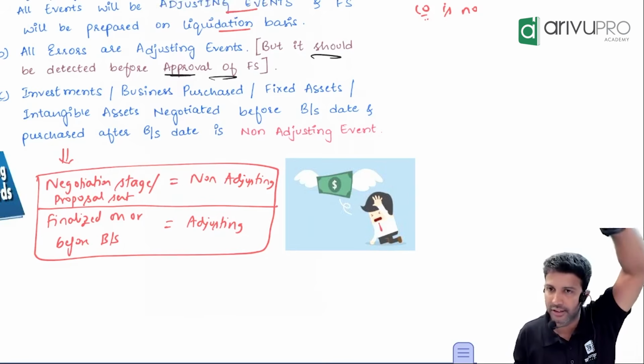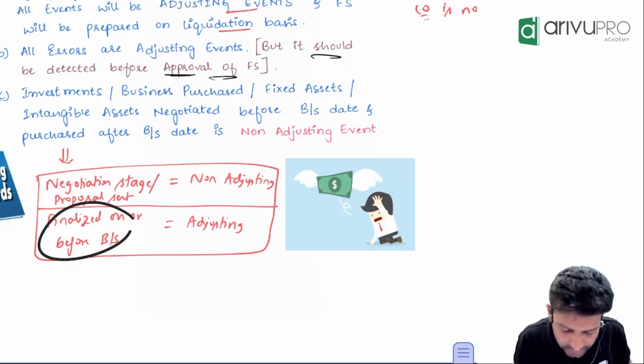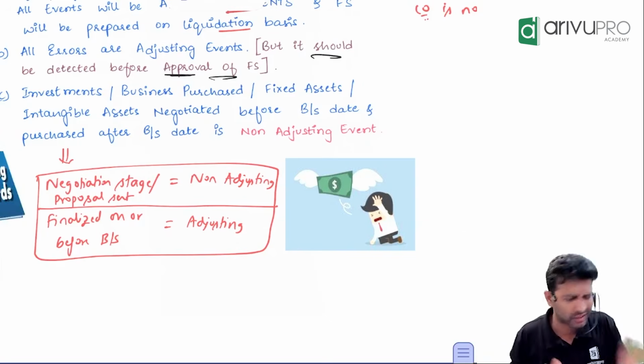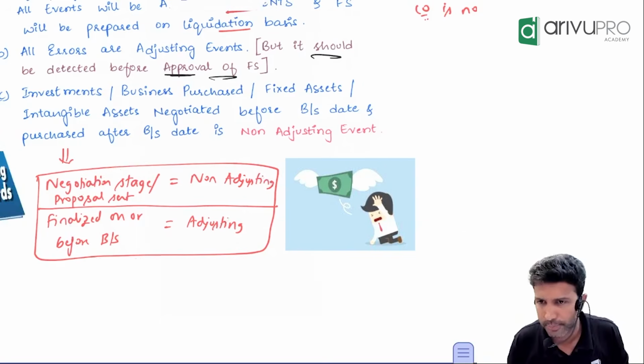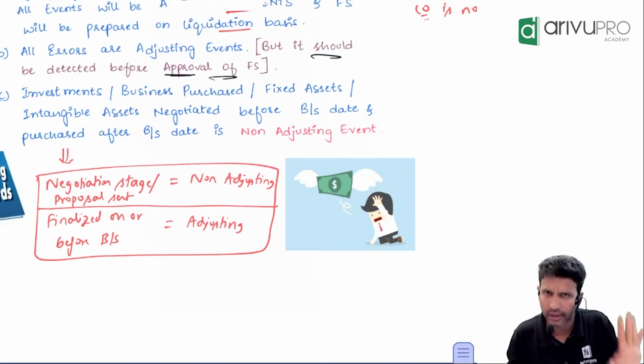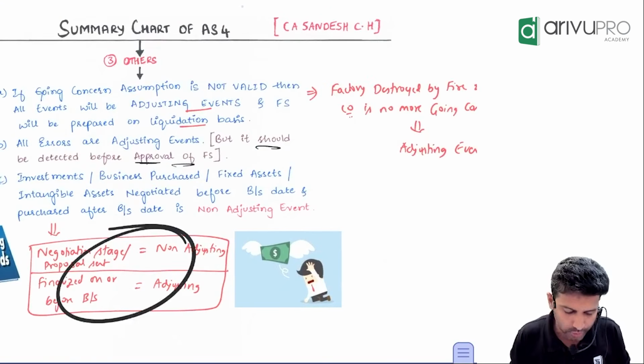Suppose they use the words, the agreement is finalized, registration happened next year, but the agreement is already finalized. If they use words like that, then it becomes an adjusting event. Check for this and accordingly do it. This is one simple way to decode a few things, because other standards also get triggered over here. So this is one easy way to give the answer. Remember this, is what I would say.